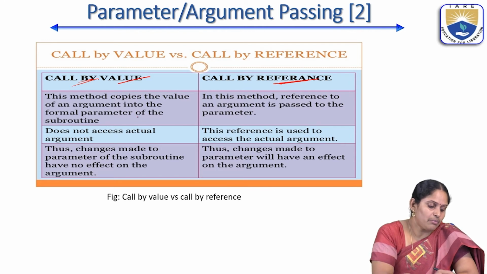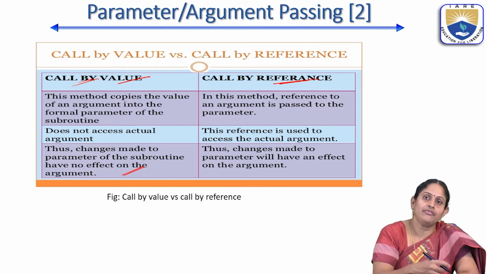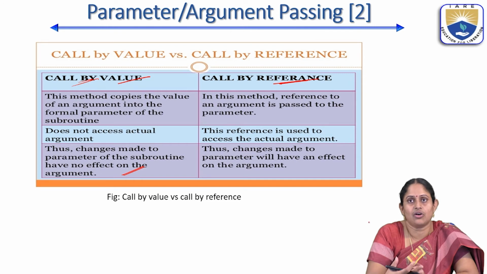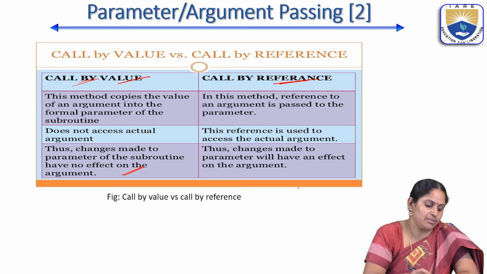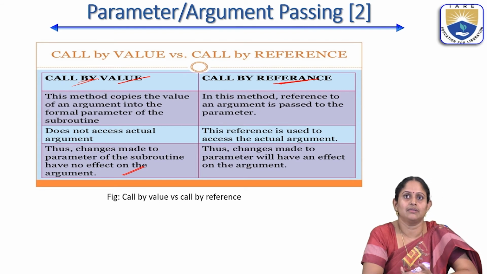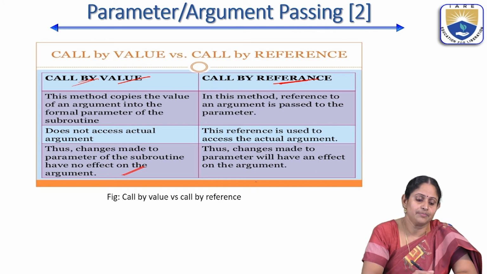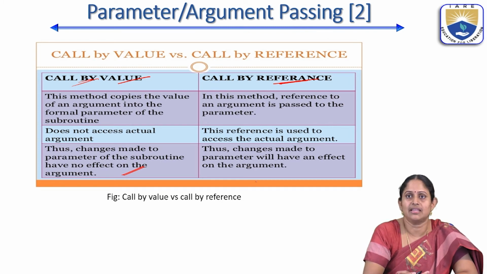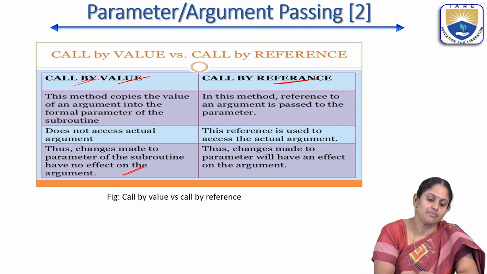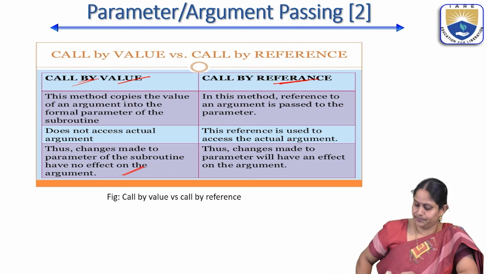Here in call by value, even if we make changes on the parameters, it will not reflect onto the actual parameters. Whereas in call by reference, whatever changes we make in the argument will be reflected onto the actual argument, since it is passed as a reference.